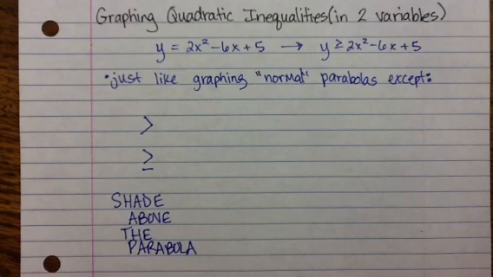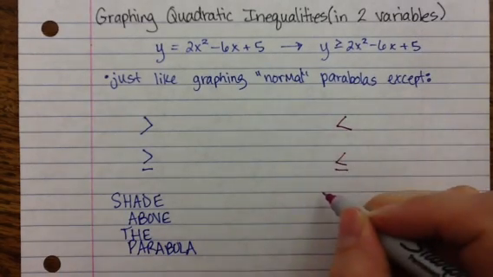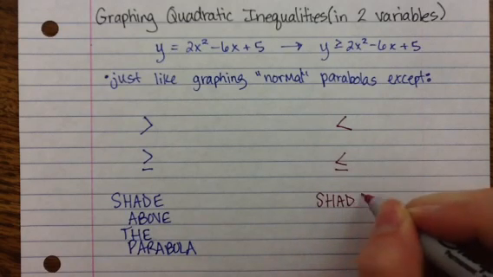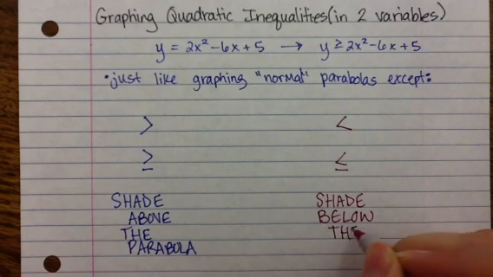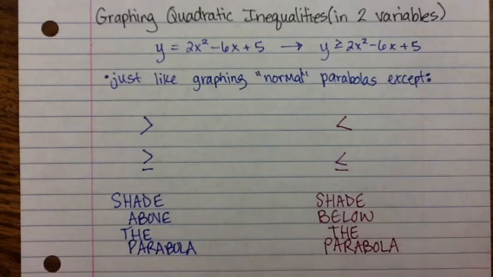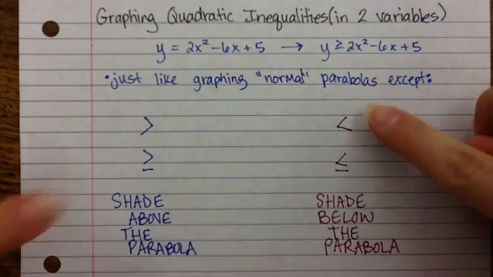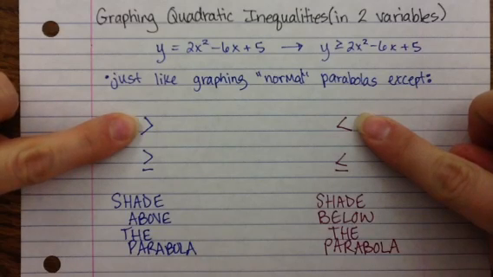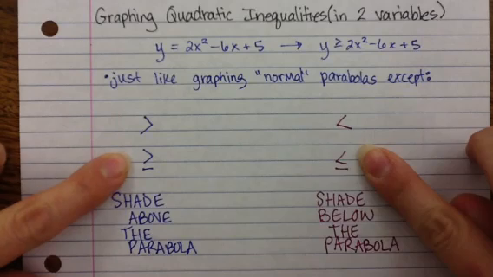But if we have a less than or a less than or equal to, we are going to shade below the parabola. Now that's one exception to the different graphing rules. The other exception is that if you have the greater than and less than, that's going to be a different representation than having the greater than equal to or less than equal to.